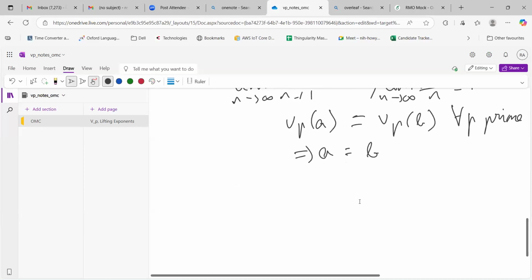So now with this VP definition, can anyone tell me how you would write the prime factorization of a number n? Like just the product of p to the VP. Exactly. N is equal to the product of p to the power VP of n.